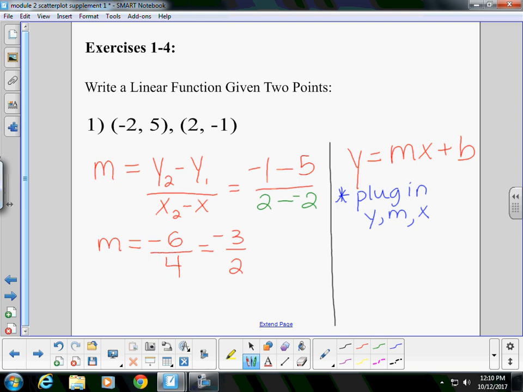So I'm going to pick the 2 and the -1. So I'm going to choose my x and y, and I'm going to choose the 2, -1. Okay, so 2 is going to be the x, and y is going to be -1, and we already found our slope was -3 over 2. Okay, we're going to plug that into our equation.